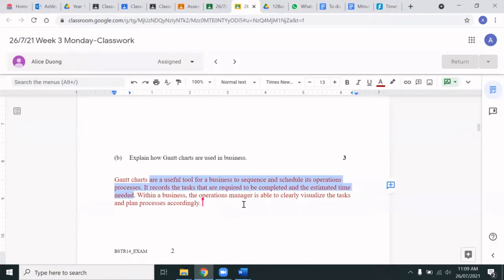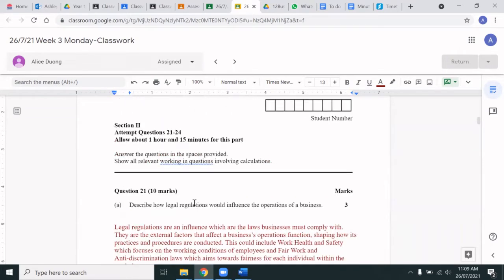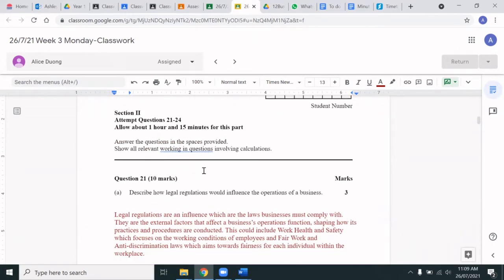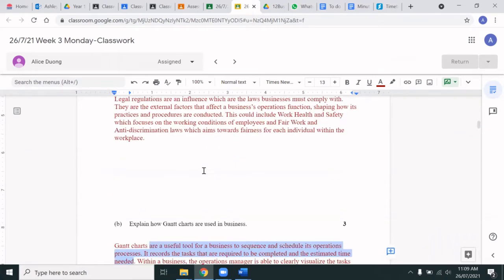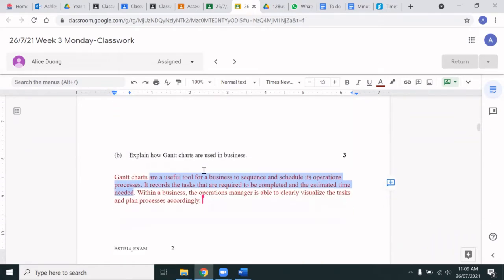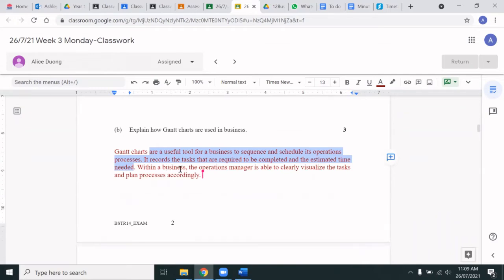Within a business, the operations manager is able to clearly visualize the task, plan, process accordingly. Good. Now, there is no scenario above. There often is. If there is, I want you using the name of the business for every question that's at least 3, and to use it through that scenario. Now let's see what you've got written after this. Within a business, the operations manager is able to clearly visualize the tasks and plan accordingly. Good.